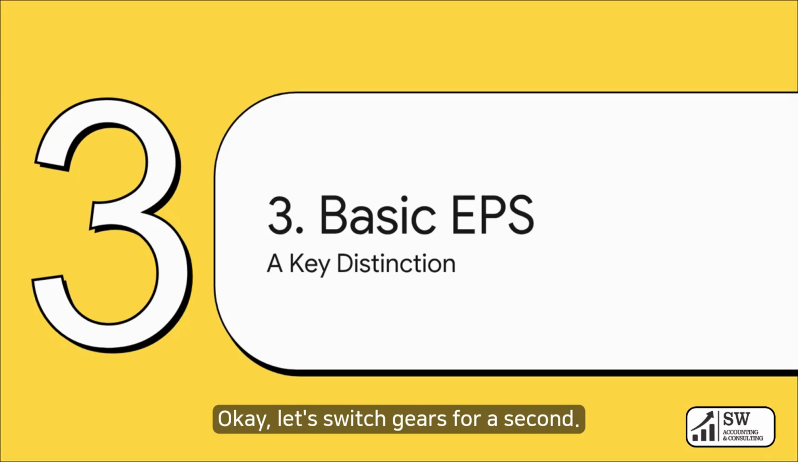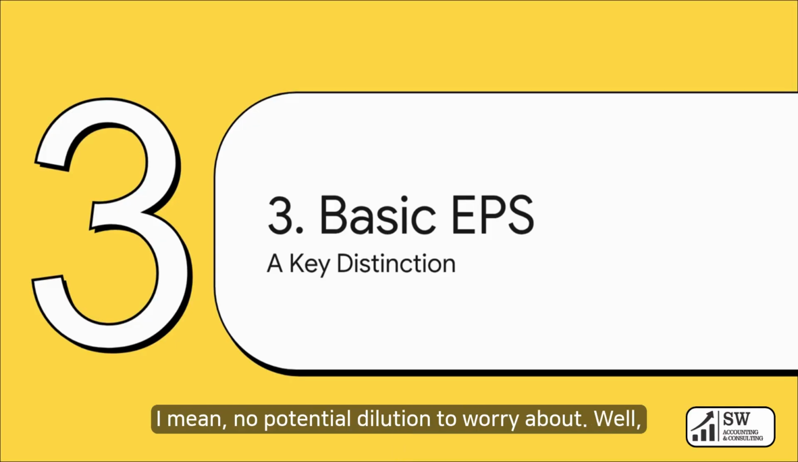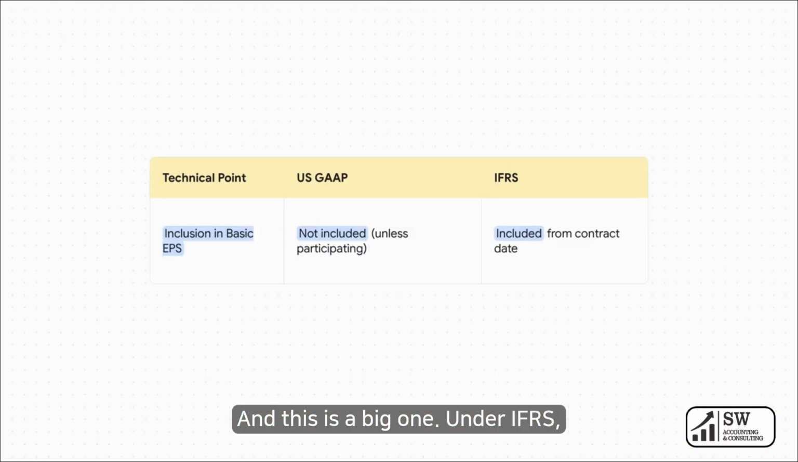Okay, let's switch gears for a second. We've been talking about diluted EPS, but let's look at basic EPS. You'd think this would be simple and the same everywhere, right? I mean, no potential dilution to worry about. Well, there's one really critical difference in how mandatorily convertible instruments are handled. And this is a big one.